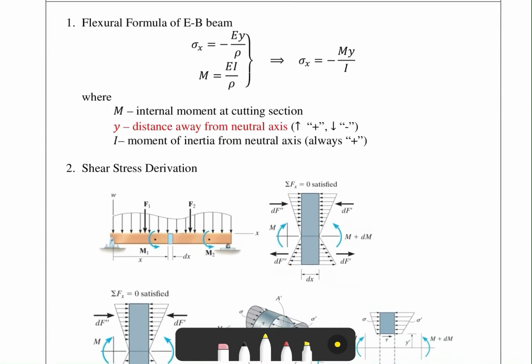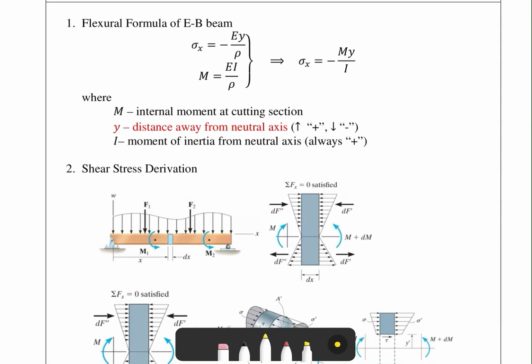So now let's take a look at here if we combine everything. This is the equation we just derived. And remember that from Hooke's law, the normal stress equals E times epsilon. And remember, epsilon is negative y over rho, which we derived in the first part. So if we combine all the equations together, this is the flexural stress formula for the Euler-Bernoulli beam.